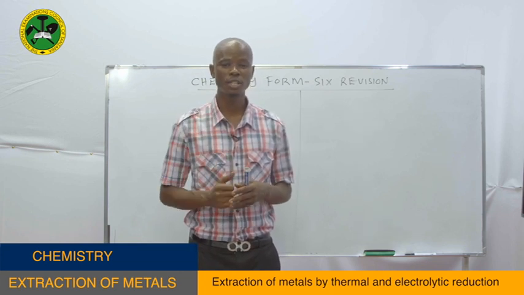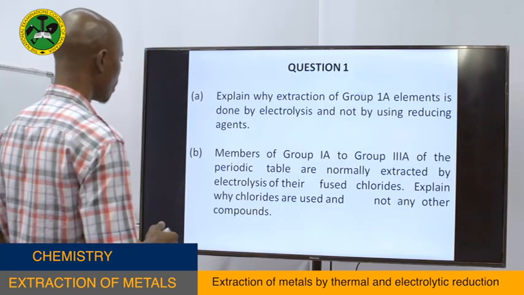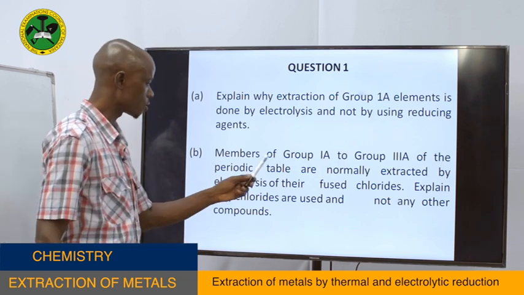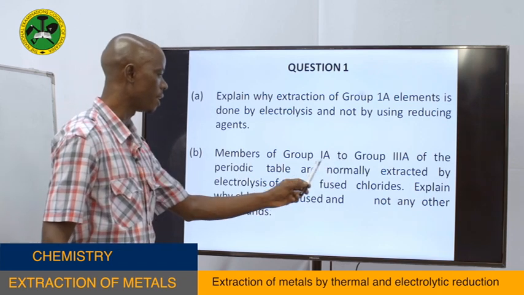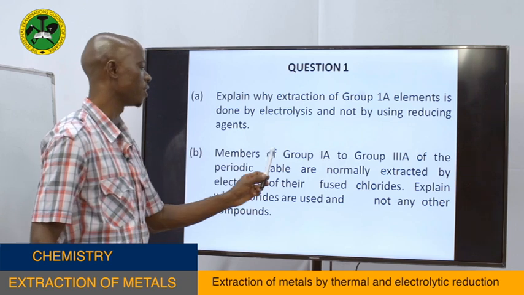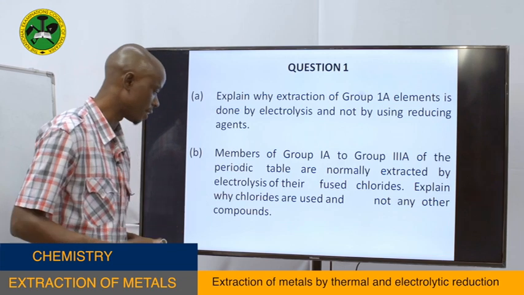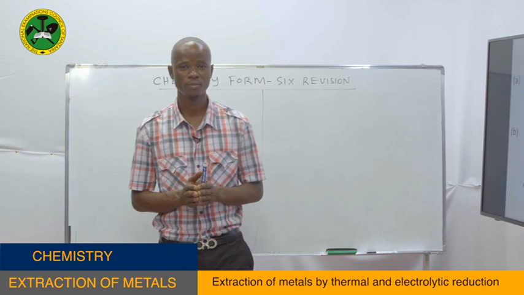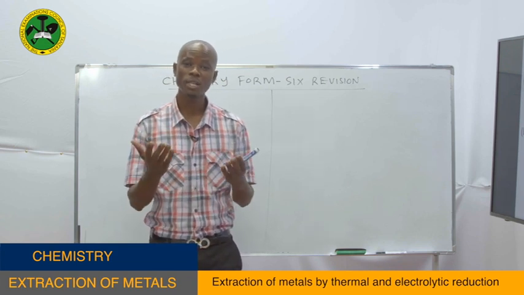We can go to question number 1B so that we can see how another form of the question can be. Just look here. Members of group 1A to group 3A of the periodic table are normally extracted by electrolysis of their fused chlorides. Explain why chlorides are used and not any other compounds. That is also another good question. It's very important for you to understand. If you meet with that question, what are you going to do? How are you going to answer that question?